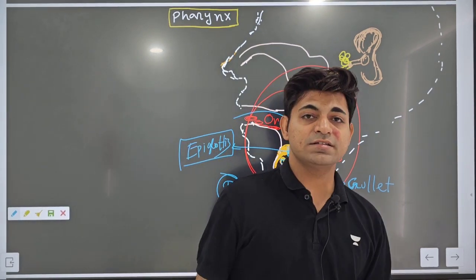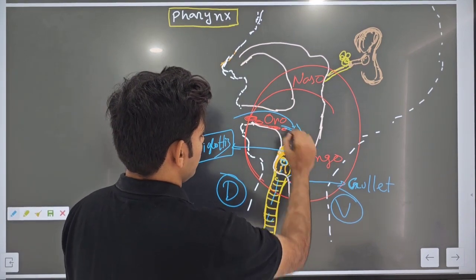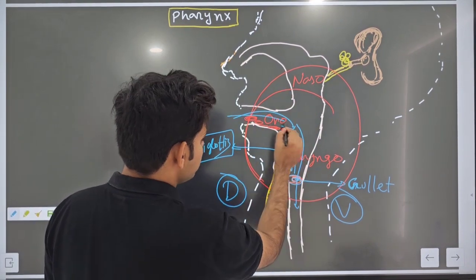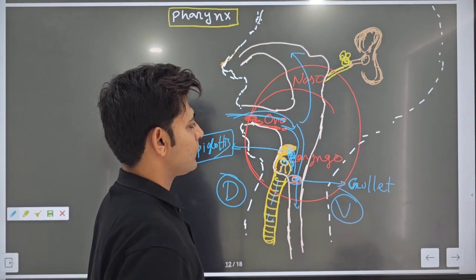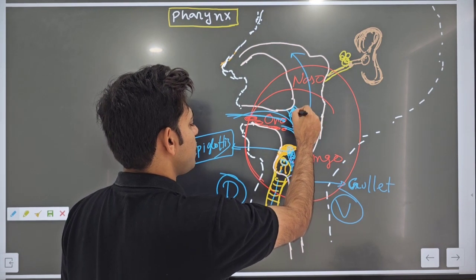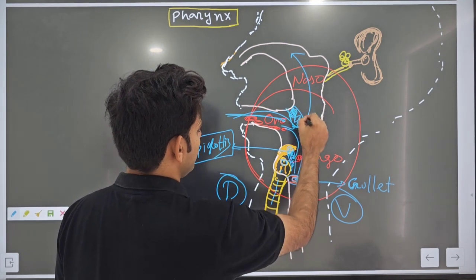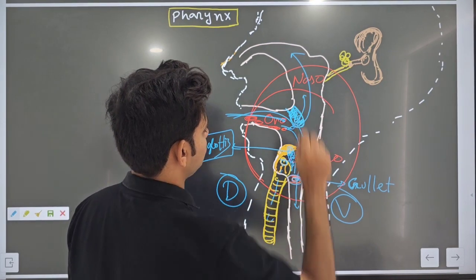Okay. Now here again, while you are drinking and eating, there is a chance food will go inside your nose. To stop that, here is the uvula, the bell-like structure of the soft palate. The uvula will stop the flow of food into our nostril.